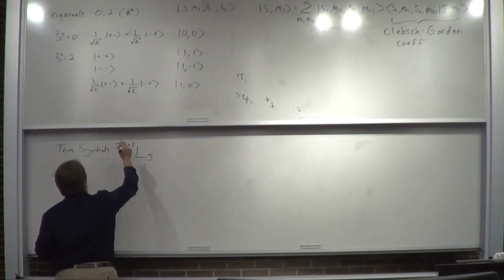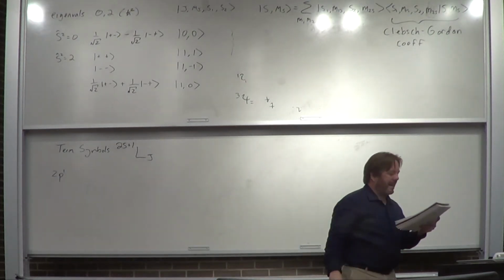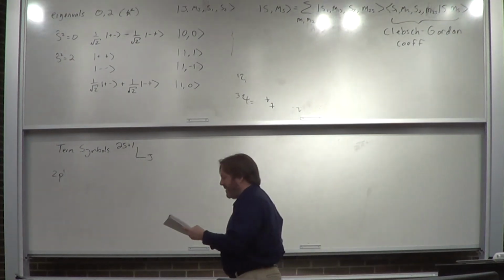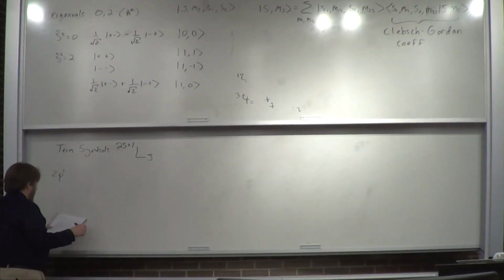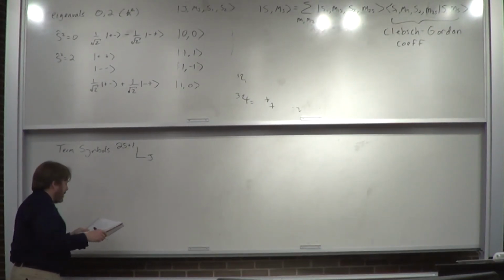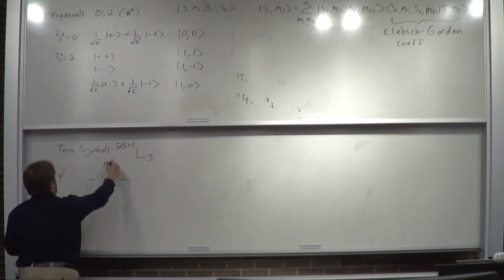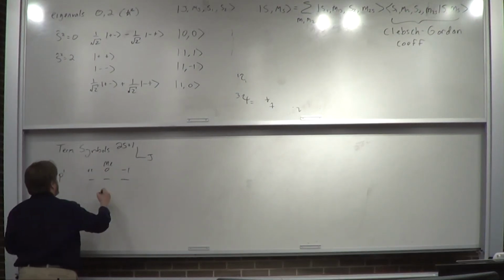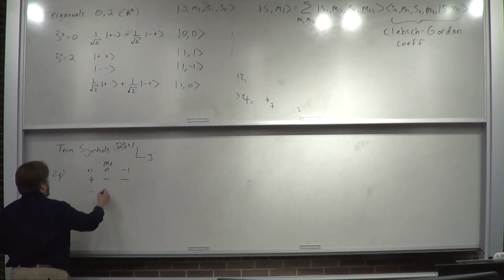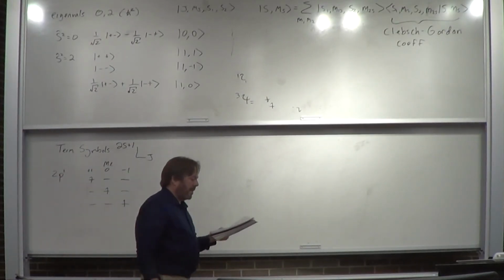It's 2S plus 1. Okay, so I'm going to do this in an unnecessarily complicated way at first, and then we'll learn how to read a Clebsch-Gordan table. So what I want to do is come up with some configurations. Okay, 1, 2, 3. Let's do the m sub L. That will be plus 1, 0, minus 1. Okay, so let's do spin up, spin up, spin up.